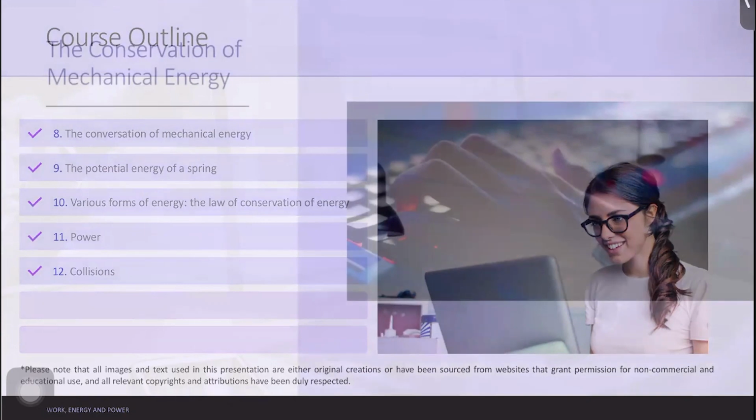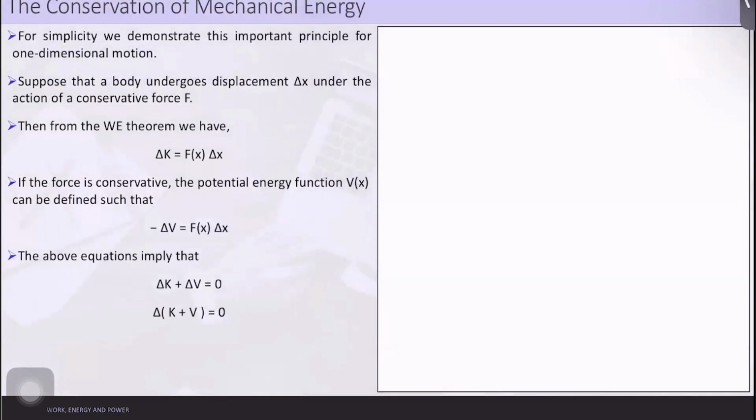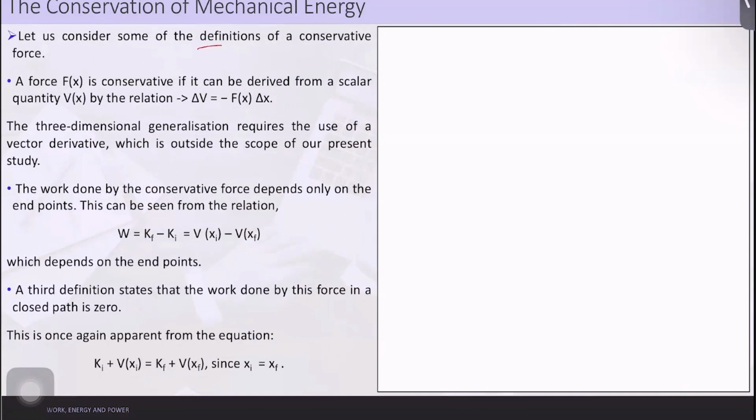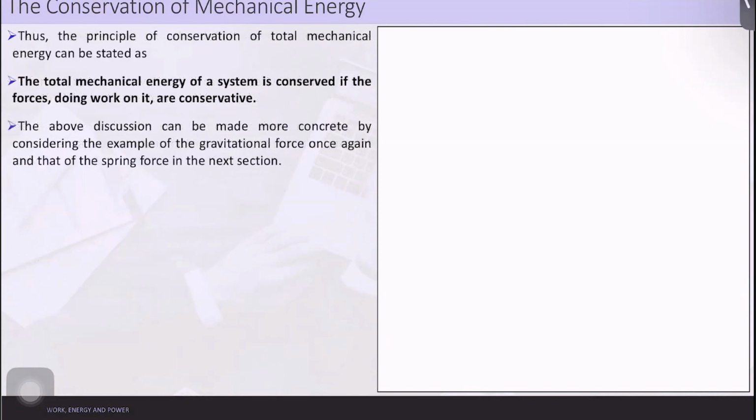So the conservation of mechanical energy simply states that the total mechanical energy of the system, that is basically the summation of the kinetic energy and the potential energy, is always constant as long as the forces exerted on the object are conservative forces. So we understood different definitions of the conservative forces also. The first definition related to potential energy, the second was regarding the endpoints, and the third was regarding a closed path.